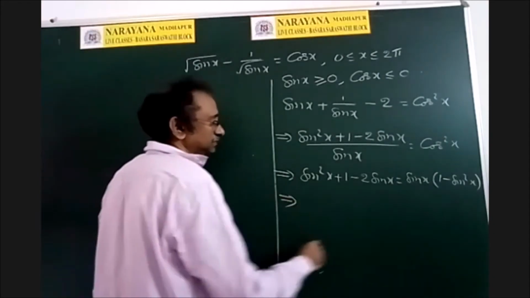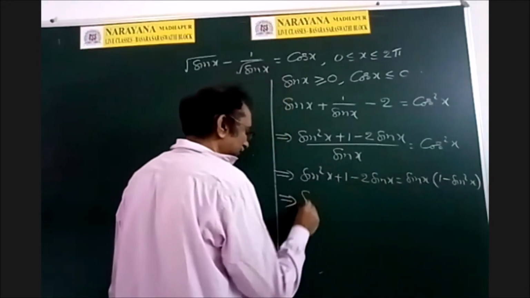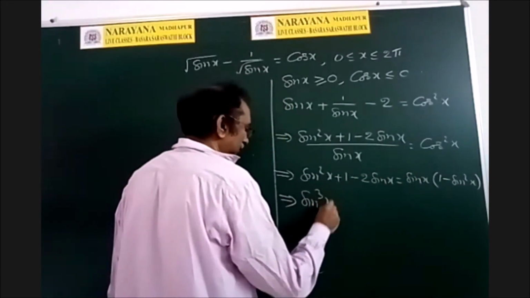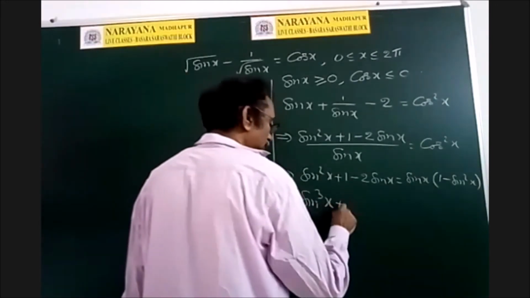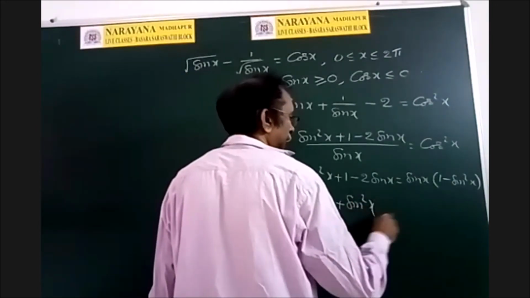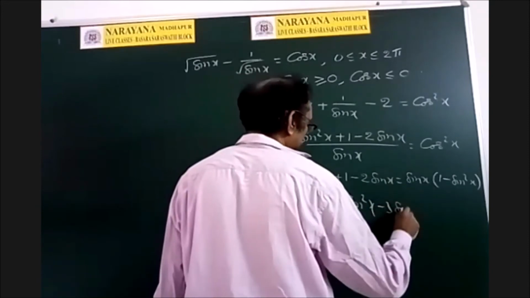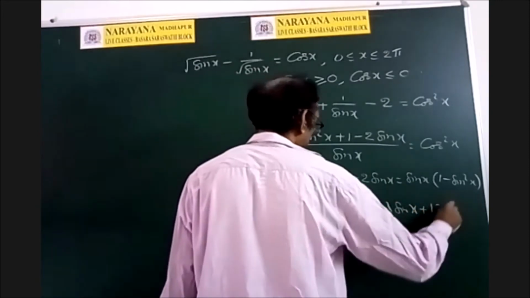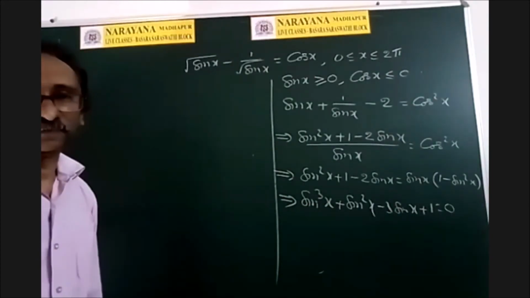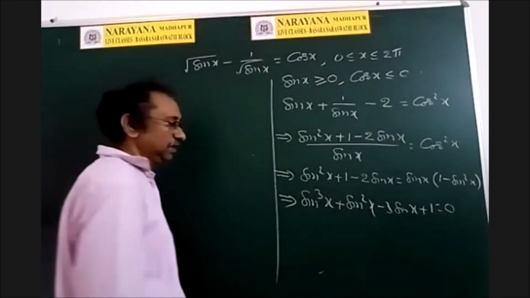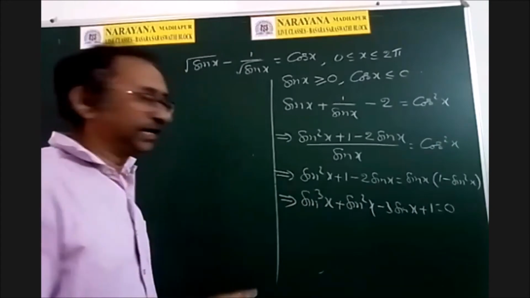Now this implies, this is minus sin cube x, so you will get sin cube x if you write that on the left hand side, and plus sin square x minus 3 sin x plus 1 is equal to 0. Observe, it is a cubic equation. So one root you should get by trial and error only.